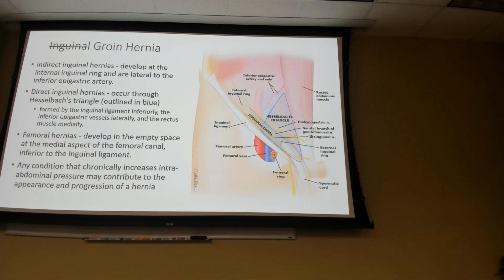On exam, what you'll do to palpate, obviously you should be able to feel a femoral pulse in that area, and then we should be able to figure out where that inguinal ligament is because it comes from the ASIS and attaches to the pubis. So those are palpable landmarks that we can use, and then we also are going to talk about the Hesselbach's triangle, and we have some pictures here, but that's the inguinal ligament inferiorly, the inferior epigastric vessels laterally, and the rectus muscle medially. And then femoral hernias develop in the empty space.